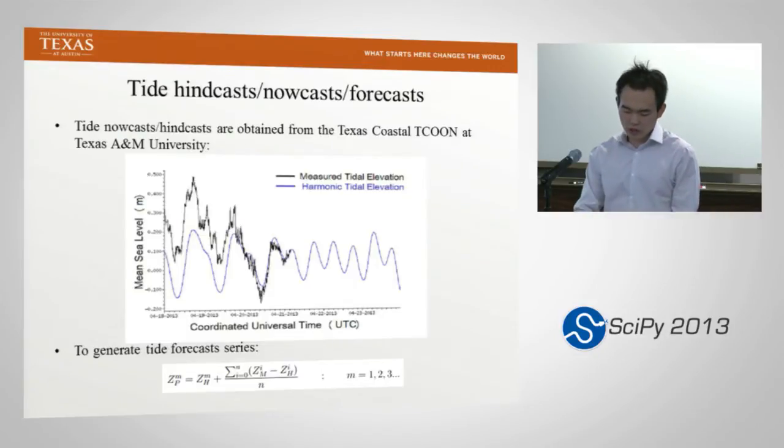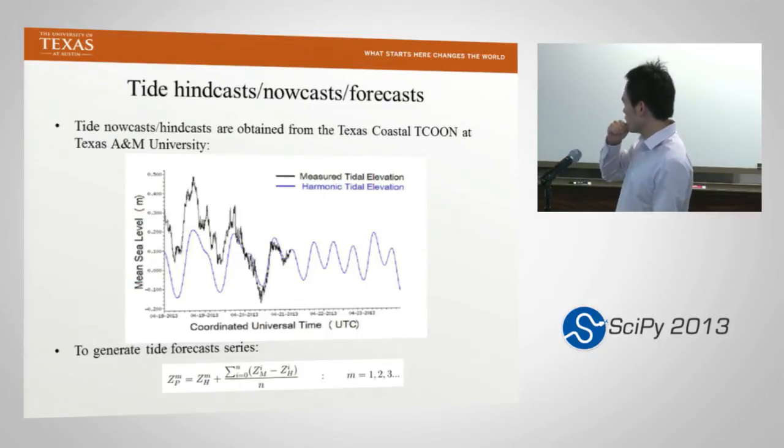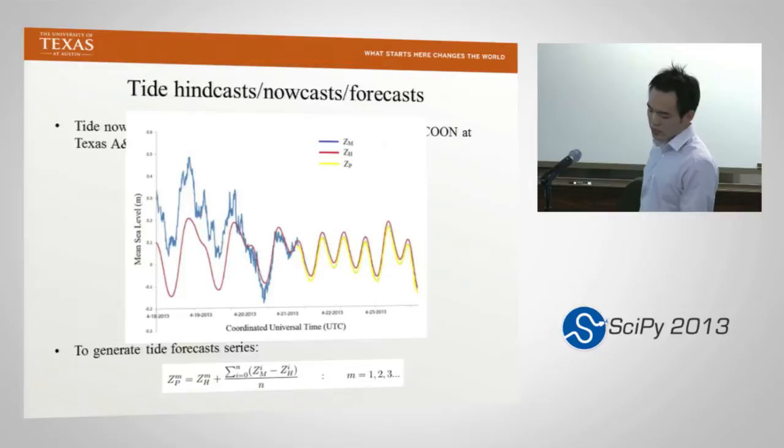So in this case, we choose this period to be 24 hours, from April 20th to April 21st. This is going to guarantee a smoother transition from the hindcast data to the forecast. So here is the result that shows the generated series of the forecast. The yellow curve right here represents the forecast tide we generate by using this method. So it's pretty good, I think.